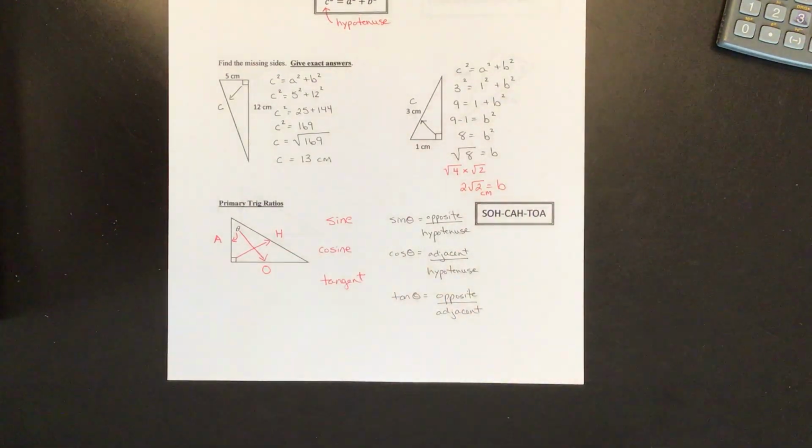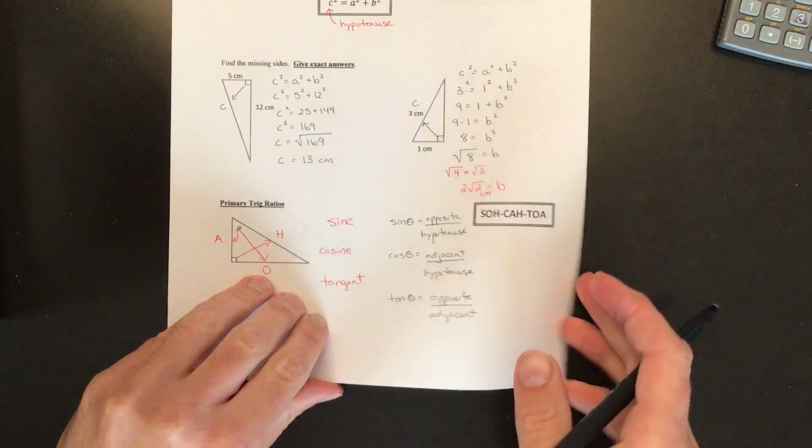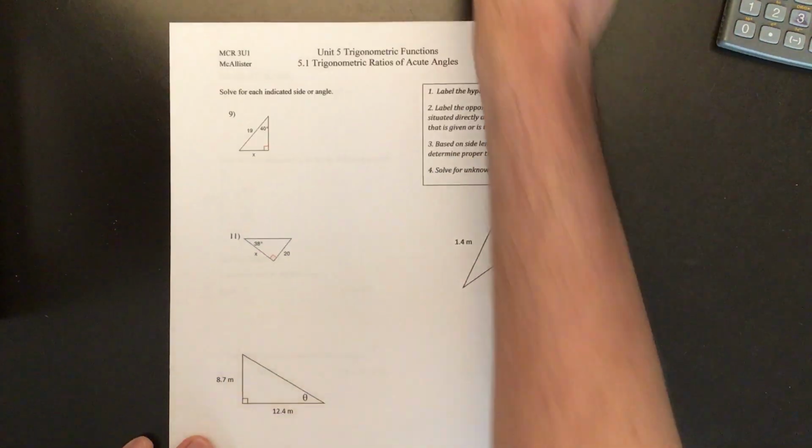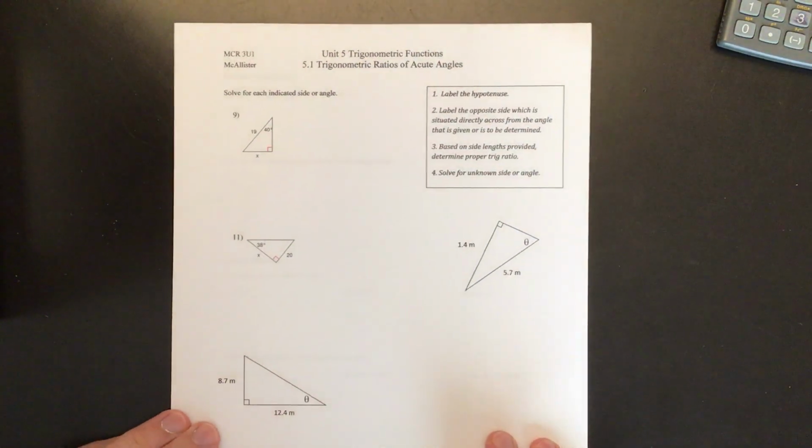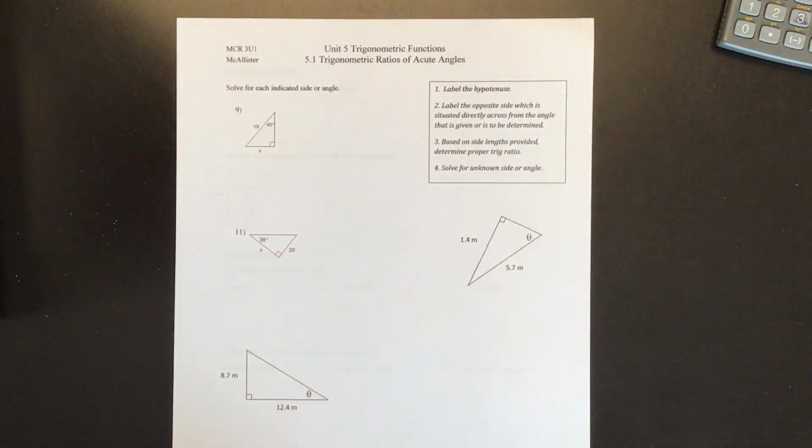And they're referred to as the primary trig ratios because primary just means, of course, the initial, right? The first ones. So sine, cos, and tan are the primary trig ratios. We'll continue on looking at some examples, reviewing how to solve for sides and or for angles.